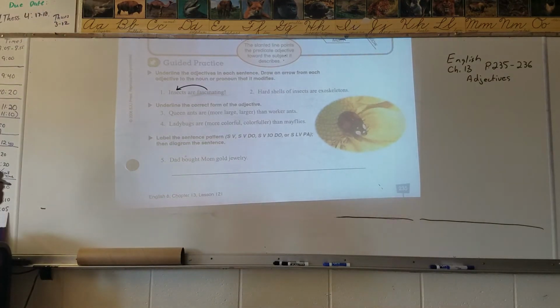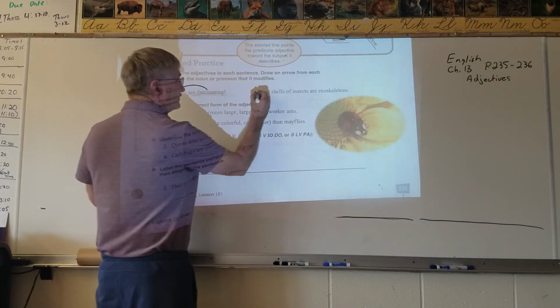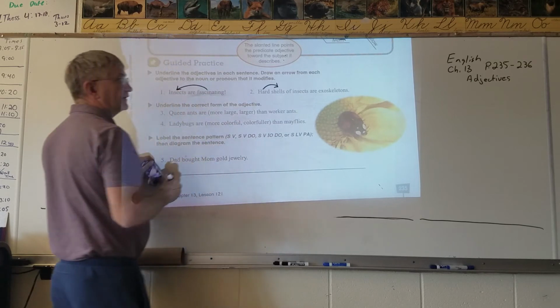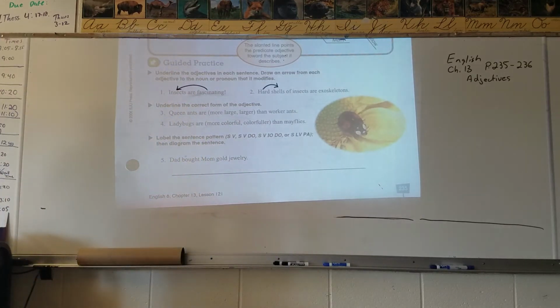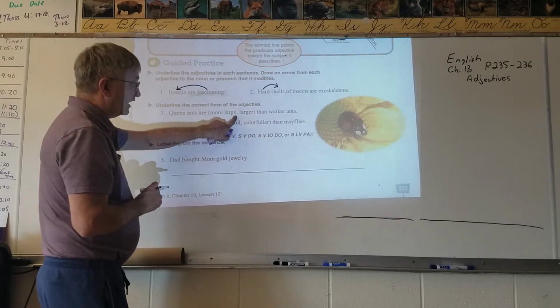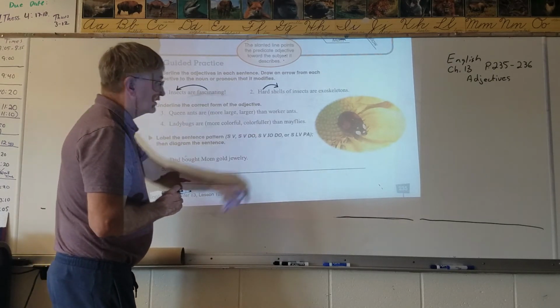We have on the next one, hard shells. So we have hard describing shells. Shells being a noun, insects being a noun. Underline the correct form of the adjective. So queen ants are more large or larger than worker ants.